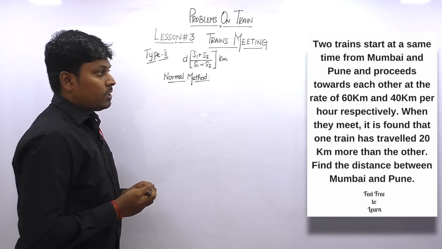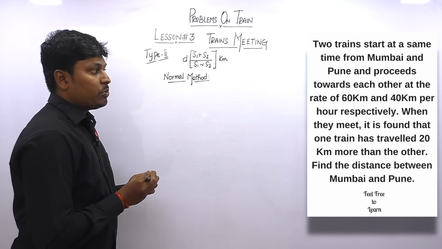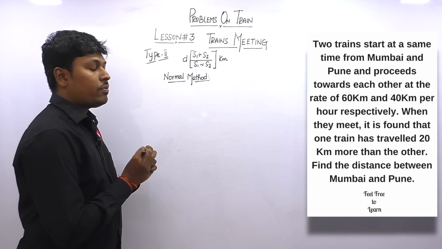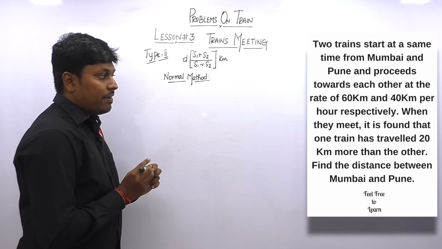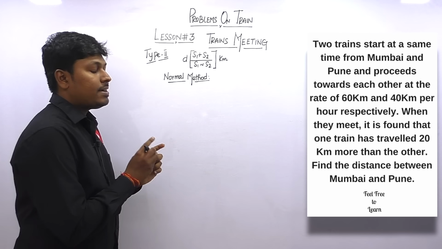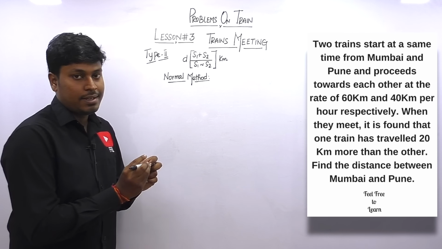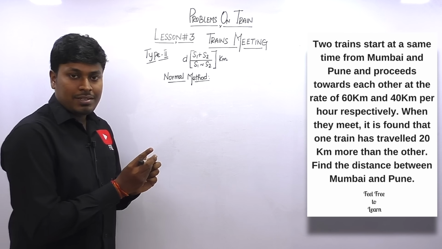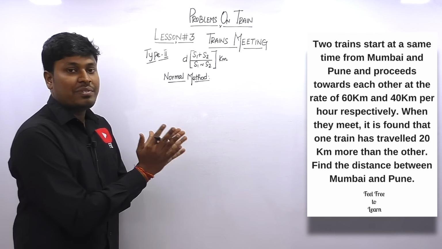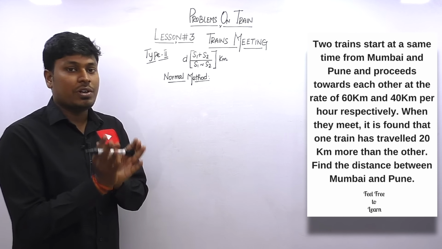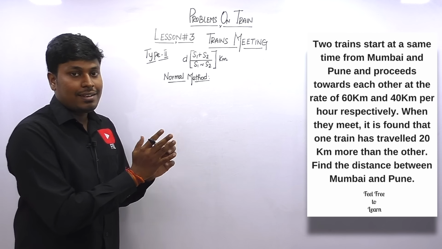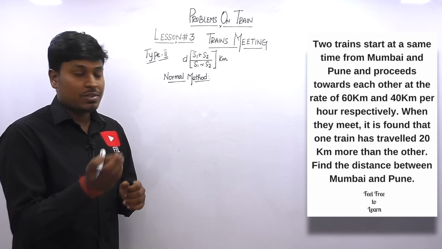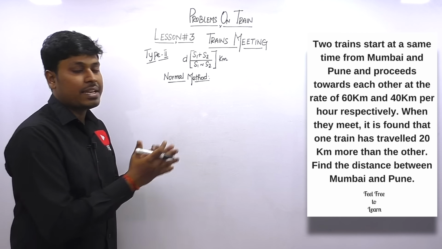Question number 2. Two trains start at the same time from Mumbai and Pune and proceed towards each other at a rate of 60 km and 40 km per hour respectively. When they meet, it is found that one train had traveled 20 km more than the other. So find the distance between Mumbai and Pune. So it's again the same concept as the previous question. After reading this question, first decide whether it is type 1, type 2 or type 3. By seeing this question, we can directly say it is type number 2. Why? Because we don't know the distance between Mumbai and Pune. So our target is to find the distance, right? So definitely it is type number 2.